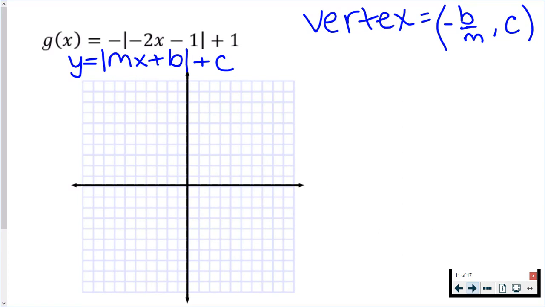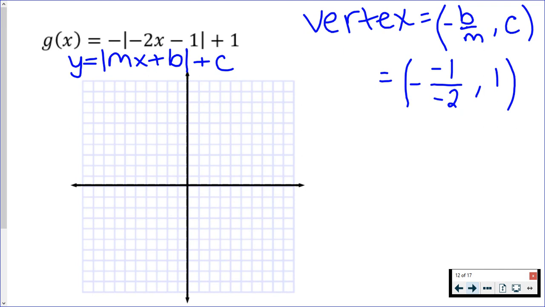So when you find your vertex, you're just plugging in negative b over m. That becomes your x value. And then c becomes your y value. That part's easy. So we've got negative 1 over negative 2 would be b over m. But we need negative b over m. So I've got a negative in front of both of those. And then c is just positive 1.